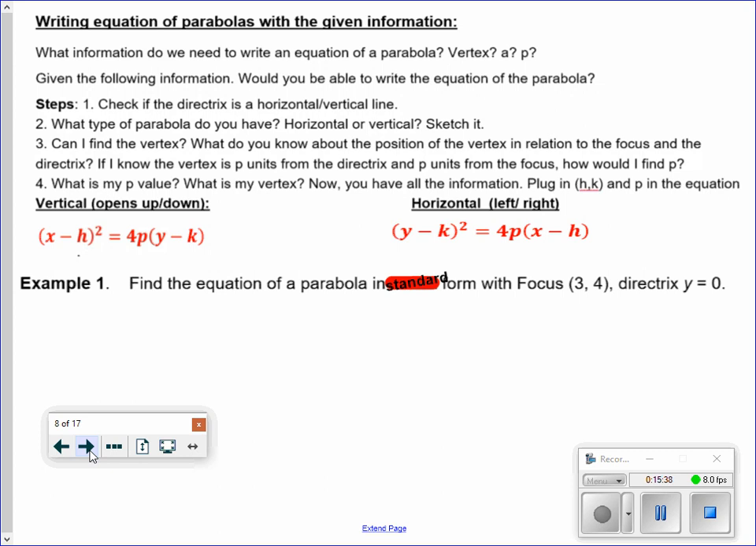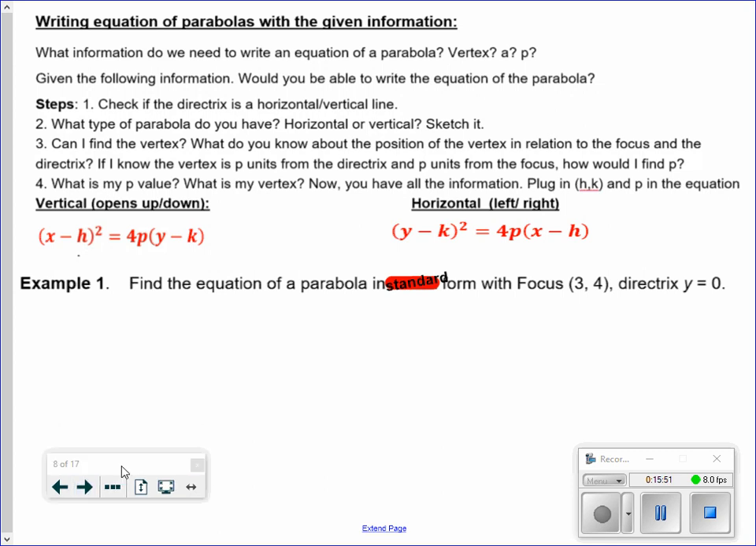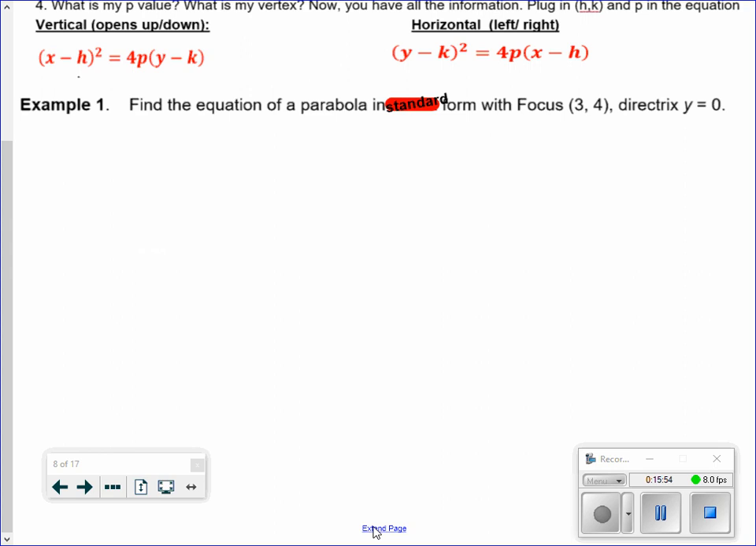All right. And then once you sketch the graph, you figure out your vertex. From either the focus or the directrix, you can figure out what your p-value is, and then you have all the equation you need. So on number 1, we're asked to find the equation of a parabola in standard form with a focus of (3, 4) and a directrix of y equals 0. Honestly, I'm not even going to try to figure out which way I'm opening from here, because we're going to sketch it anyway. So save yourself the little headache and just sketch everything.